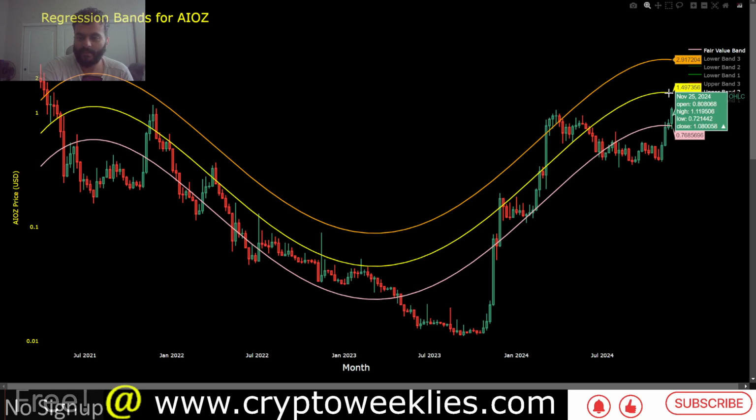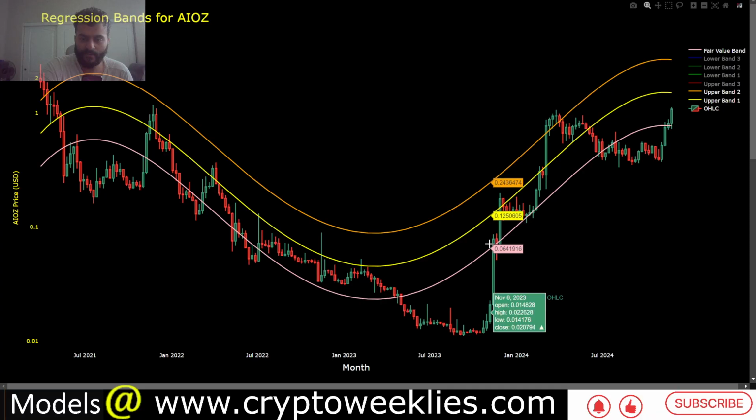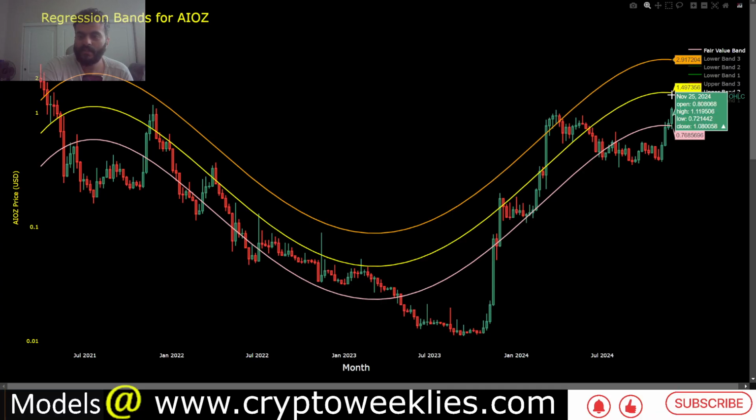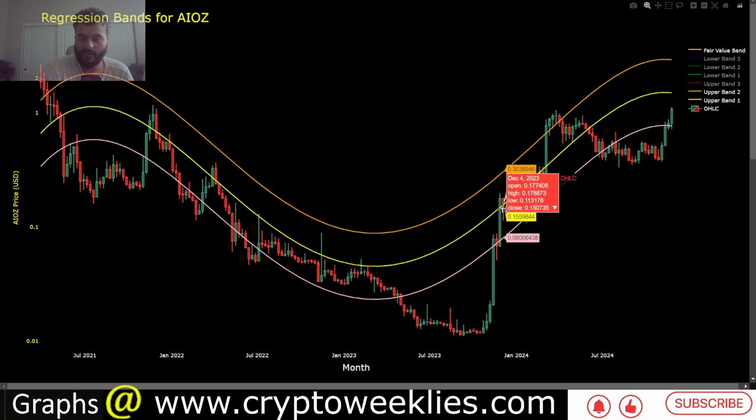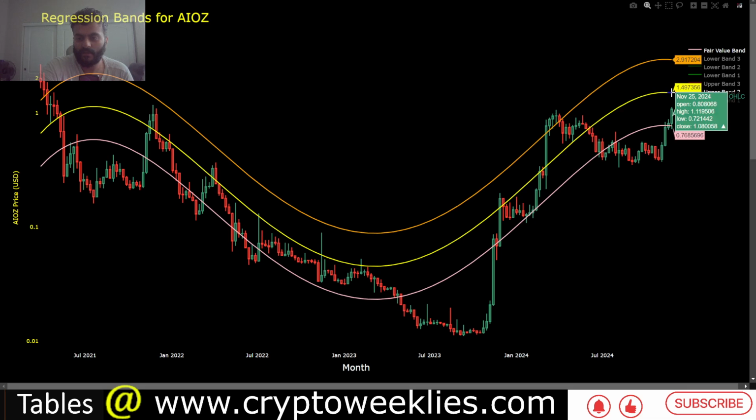So that represents, again, the second level of key interest is the $1.49. That would be the 1 standard deviation ceiling. Back in December, that 1 standard deviation ceiling was at around 15 cents. Now it is at almost 10x from that level.